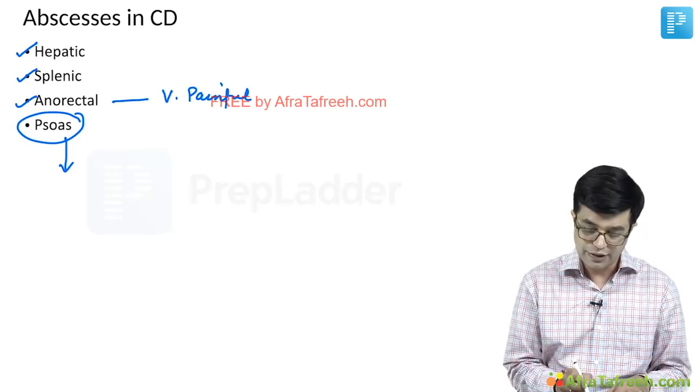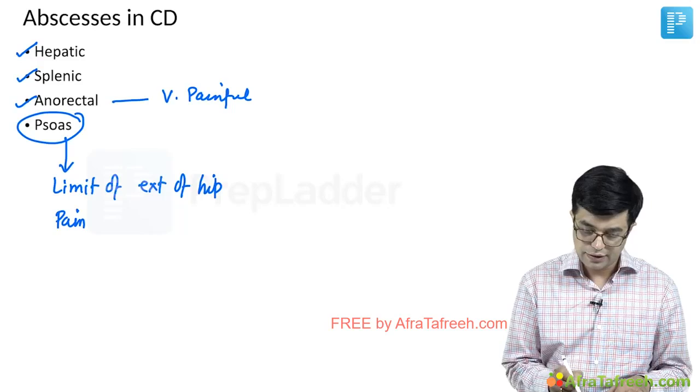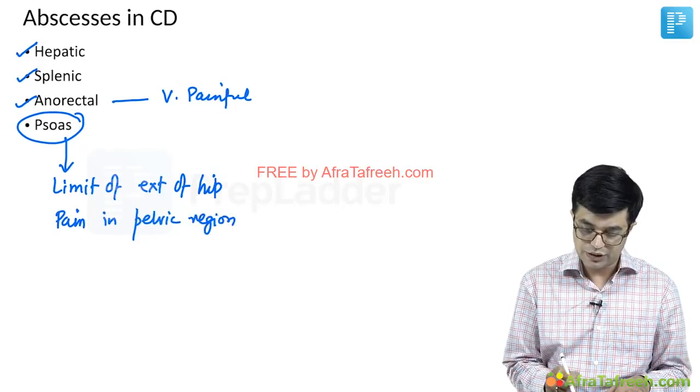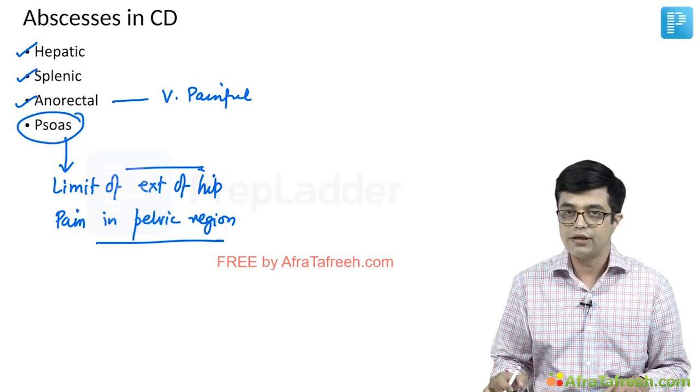It should be suspected when there is limitation of extension of the hip joint along with pain in the pelvic region, which may be irradiating even to the hip joint. So these are the patients in which psoas abscess should be suspected.